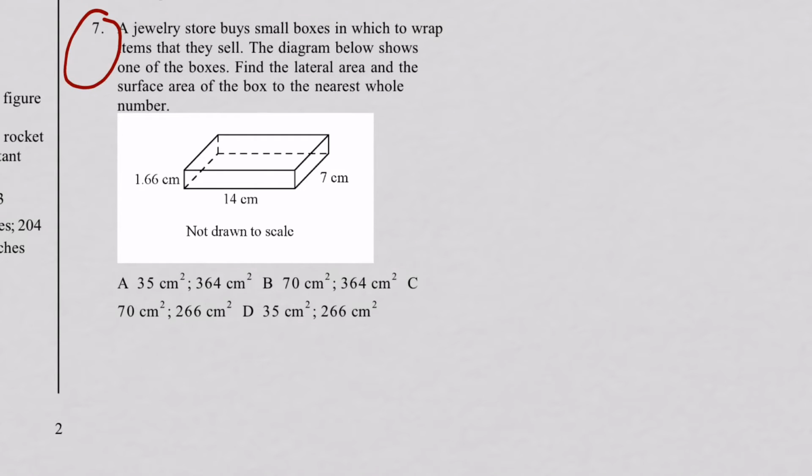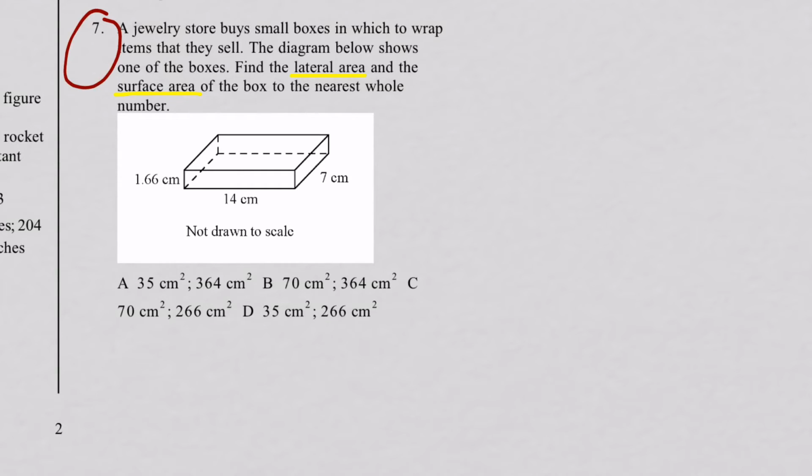Okay, now let's look at number 7. It says a jewelry store buys small boxes in which to wrap the items that they sell. The diagram below shows what one of the boxes looks like. Find the lateral area and the surface area of the box to the nearest whole number. Okay, so it's asking me for the lateral area and the surface area.